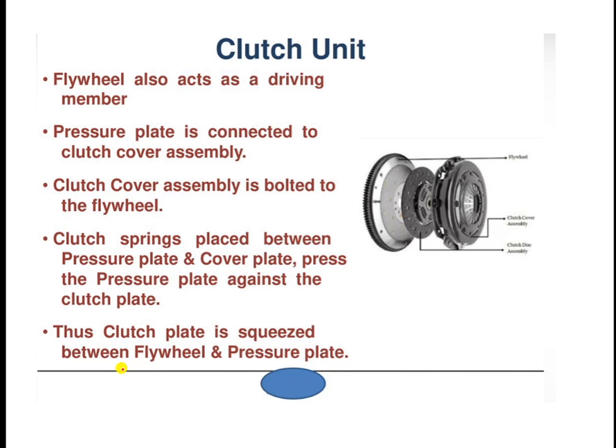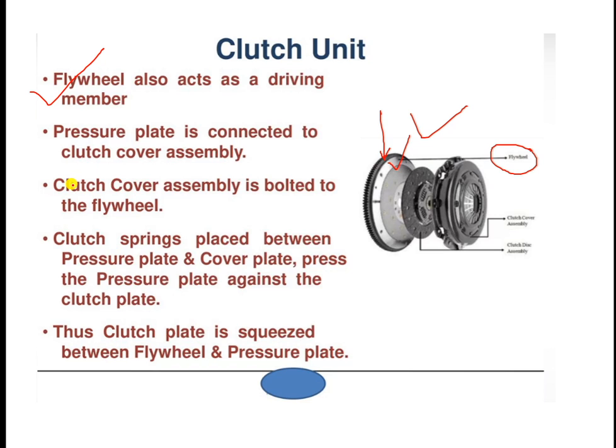Now the clutch unit, how the clutch unit is arranged, this figure. This is not a two-dimensional figure, this is a three-dimensional picture which shows you the clutch. Here you can see the flywheel, and it also has a gear-like structure, that is the ring gear, available at the outer side of the flywheel. That is the driving member.